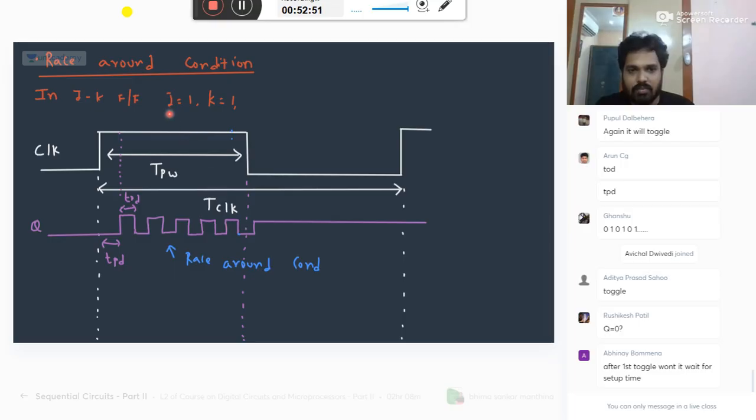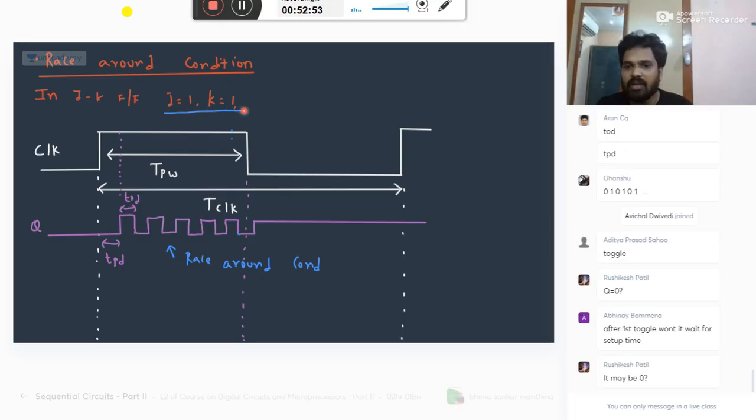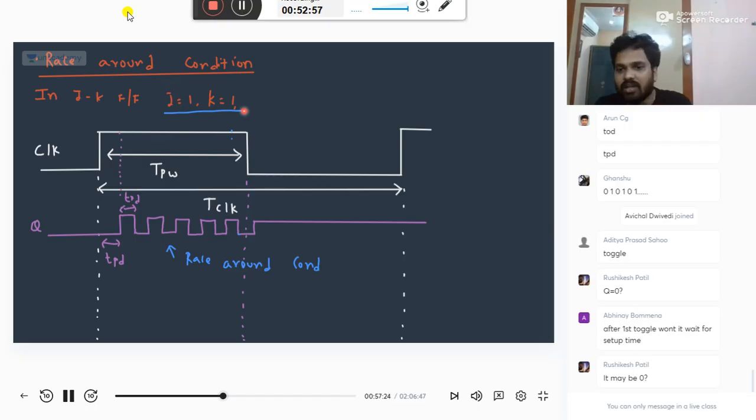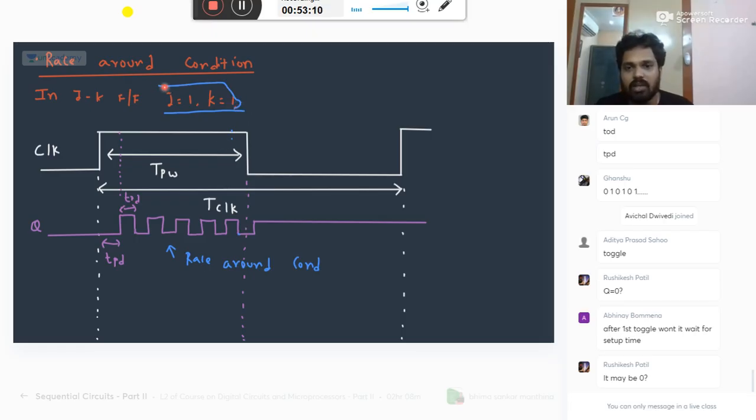Input is fixed, man. Abhinay, input is fixed. The system doesn't know whether you are waiting for setup time and all those things. When you change the input, you should apply that input a little more than the setup time. That is the meaning. Your input is already present. It is constant for a long time here. Please understand.